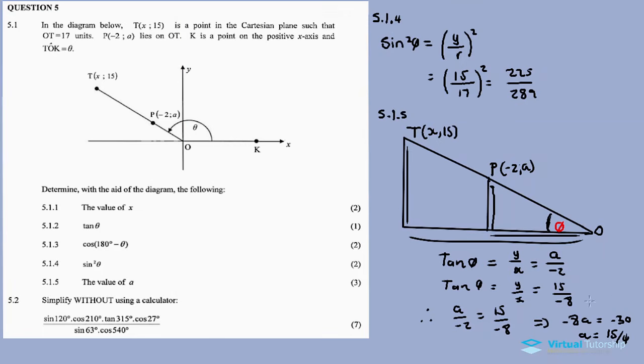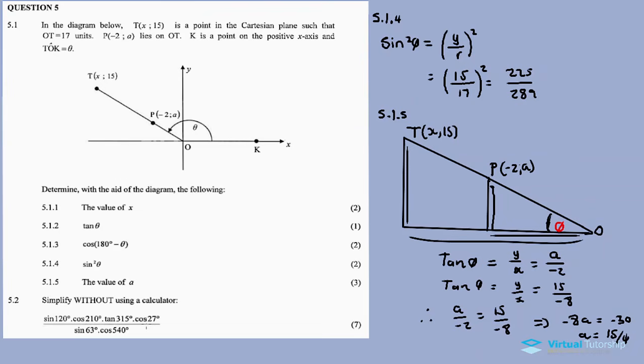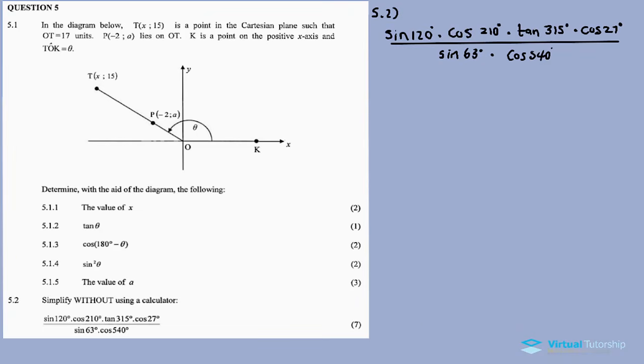Negative 3/4. Okay, but anyway, the answer for this one must be negative 3/4. So with your calculator, this is going to be our final answer, but we don't have to use the calculator like this. We must use formulas that will help us calculate much more effectively and easily. So therefore now we go to 5.2.